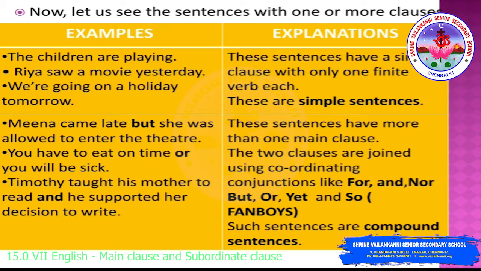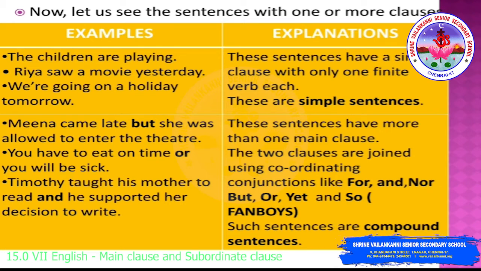Next. Meena came late, but she was allowed to enter the theatre. You have to eat on time or you will be sick. Timothy taught his mother to read and he supported her decision to write. So, these sentences have more than one main clause, more than one independent clause. Now read the first example. Meena came late is a complete sentence. Imagine there is a full stop there. Read the next sentence after but. She was allowed to enter the theatre.